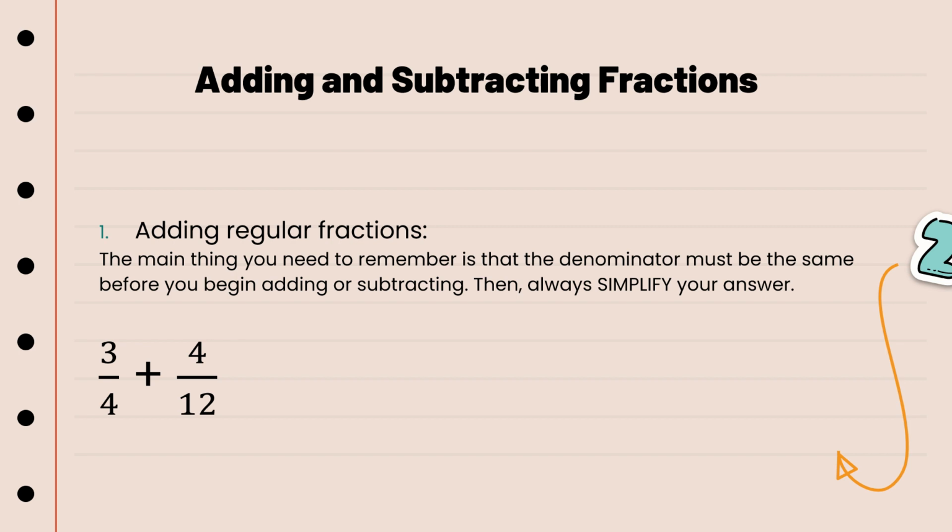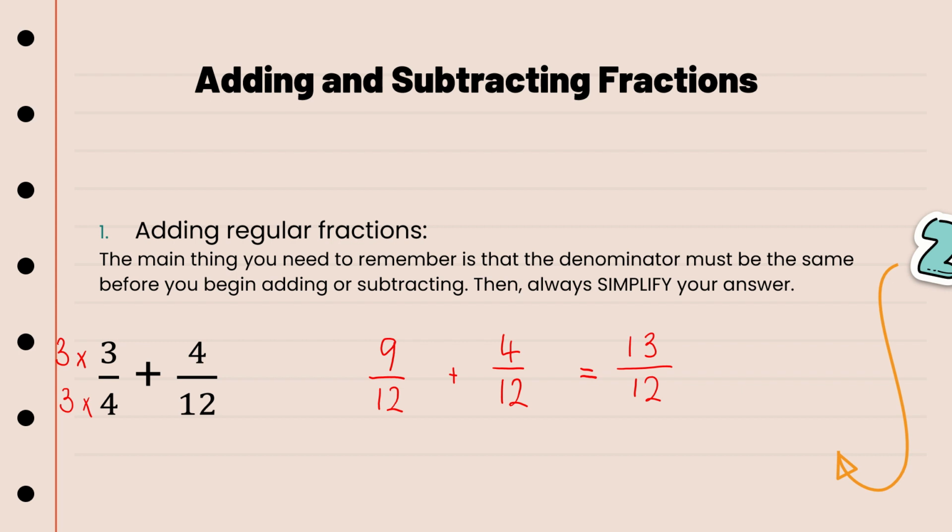Now, the first thing I need to do is make sure that my denominators are the same. I can't make 12 into 4, so I'm going to try to make 4 into 12, which I know I can do by multiplying it by 3. Now, because I've done that to the denominator, I also need to do that to the numerator, and that will give me the fraction 9 over 12, and then add 4 over 12. This means I only need to add the numerators, which will give me 13 over 12.